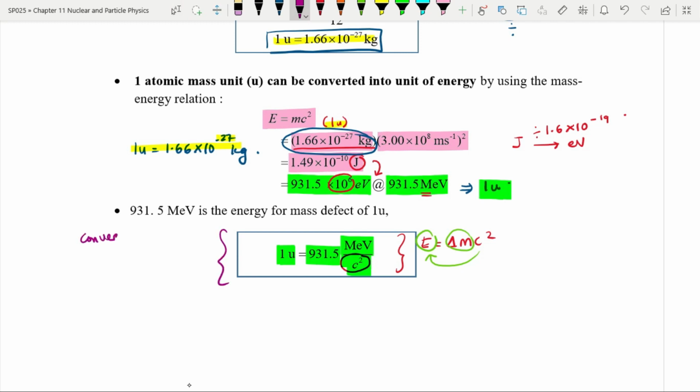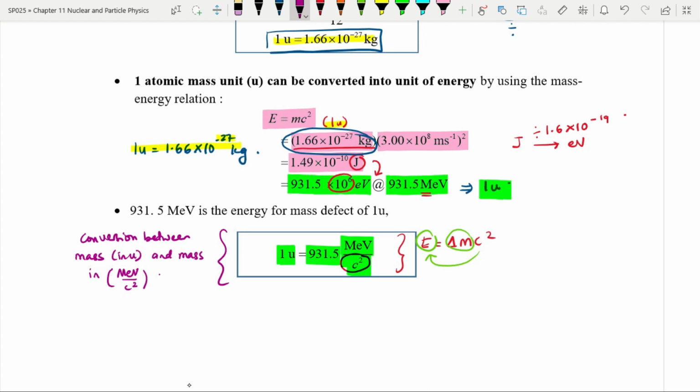Kita boleh kata dia conversion between mass in U and mass in MeV over C square. Baru kita boleh kata kedua-dua ni mass bila unit dia tally. Kalau kita kata 931.5 MeV je, itu adalah unit bagi energy.